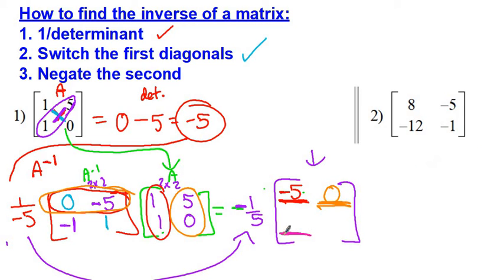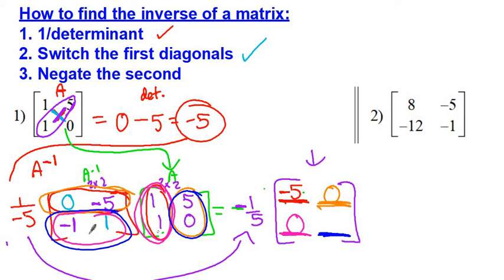This right here, second row, first column. Here's the second row, here's the first column. Negative 1 times 1 is negative 1. 1 times 1 is 1. Negative 1 plus 1 is 0 again. And then finally, our last entry here, second row, second column. Here's the second row, here's the second column. That's going to be negative 1 times 5 is negative 5, plus 0 is negative 5.